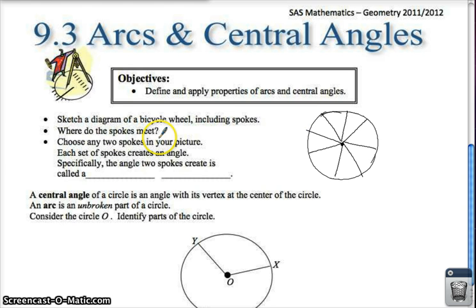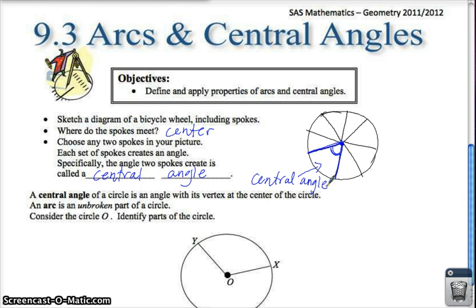So where do the spokes meet? They obviously meet in the center of the wheel. Choose any two spokes in your picture. Each set of spokes creates an angle. So if I choose these two spokes for my picture, they create an angle right here. Specifically, the angle two spokes create is called a central angle, because it's based around the center of the circle. So this right here is called a central angle.